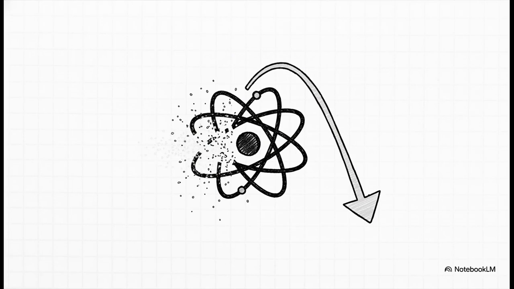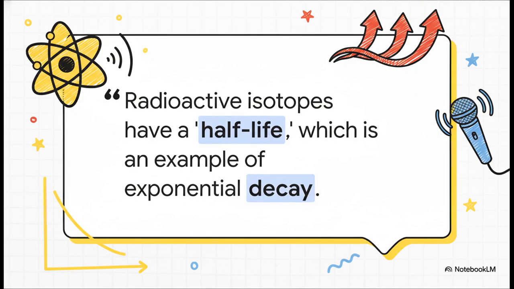All right, let's switch gears and look at the other side of the exponential world. And there's no better example of decay than radioactivity. The core concept here is something called half-life. It's the fixed amount of time it takes for exactly half of a radioactive substance to decay. And as the source points out, it is a perfect real-world case of exponential decay in action.